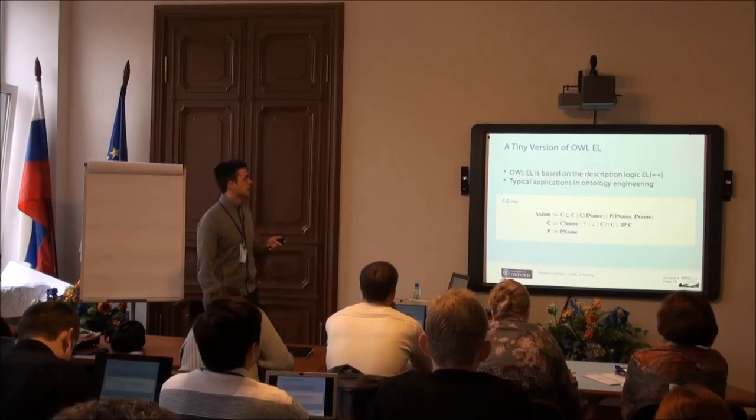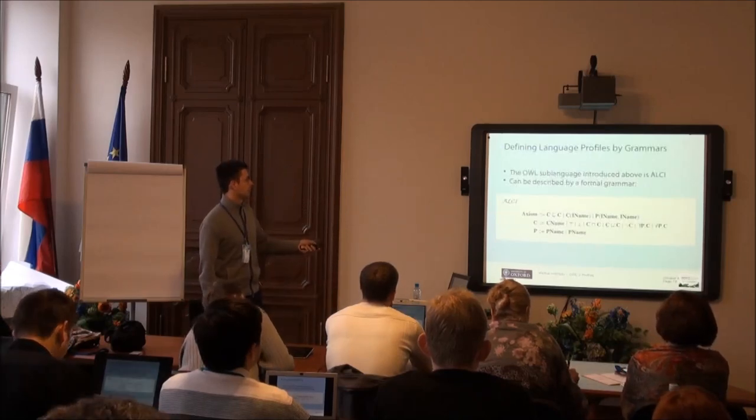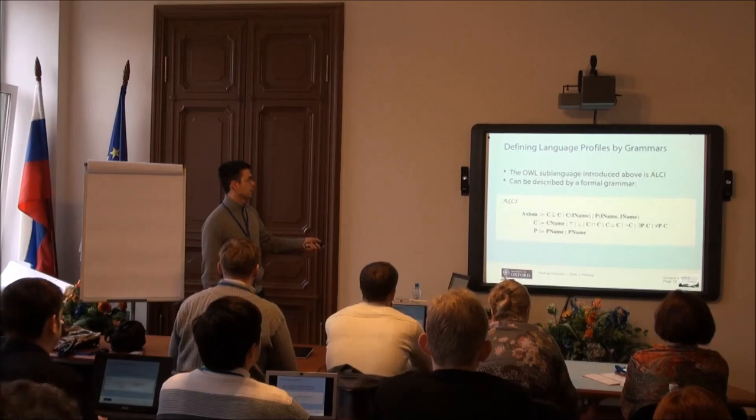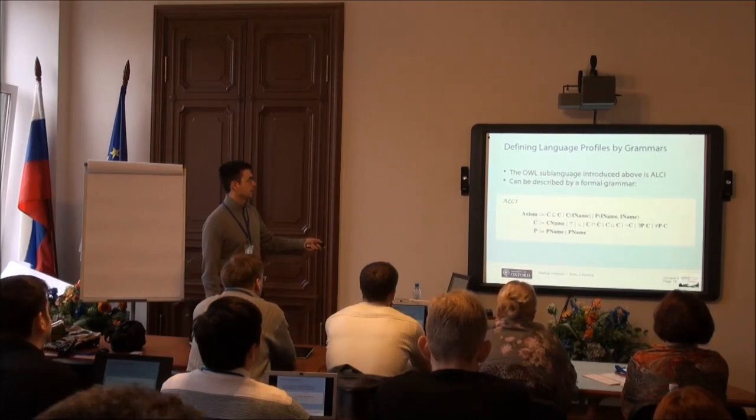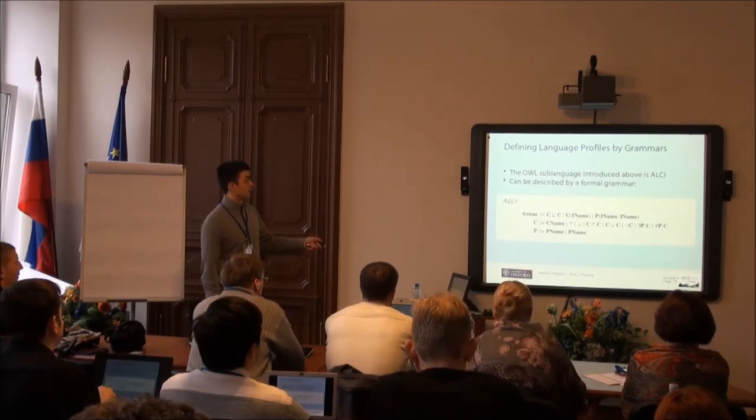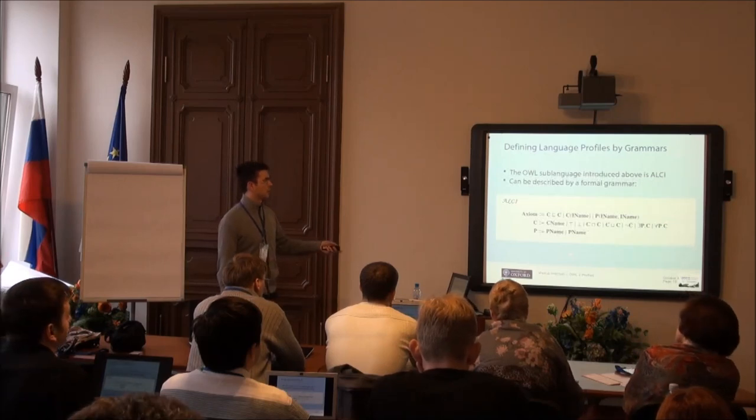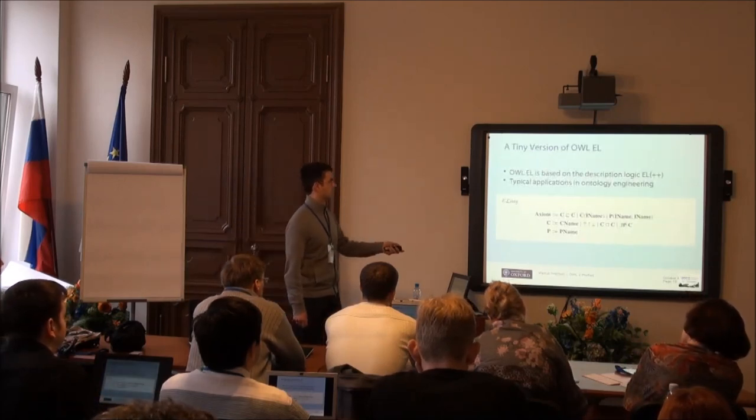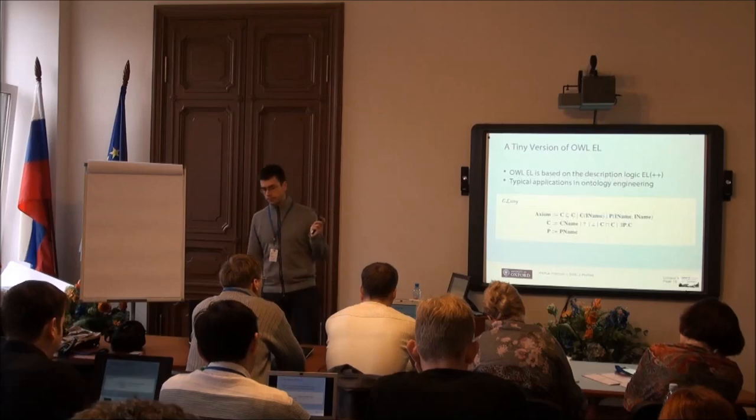So what are we missing here? Well, there's no more disjunction, no more union here. There's no more negation, no more complement. And there's no more universal restriction. And there are also no inverses. So it's a very, very simple language.